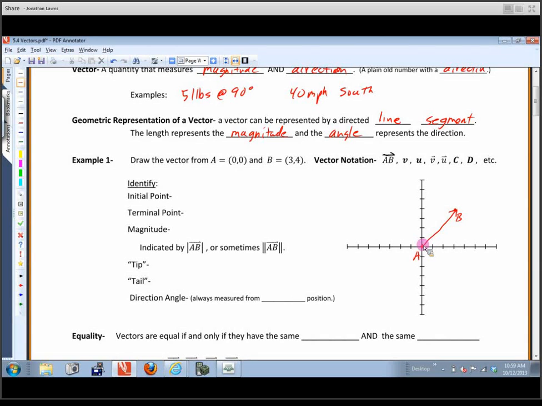So the vector from A to B. Now, it's important to point out that this would not be correct if I were to write AB and then put the arrow going the other way, or BA and put the arrow going that same direction. This would indicate that we're starting at B going toward A, and that's not what's happening here. So we want to make sure that we indicate that in the right direction. So we want to identify a couple of different points. We want to identify the initial point, the terminal point, and the magnitude.